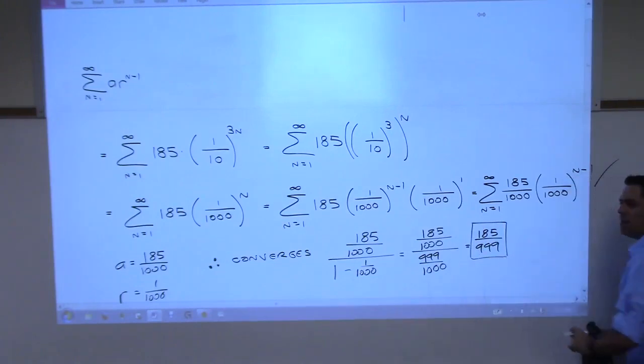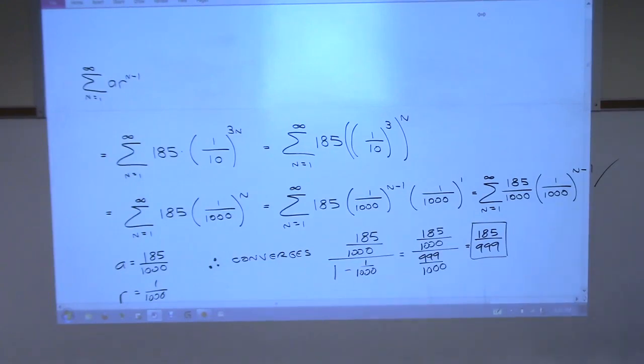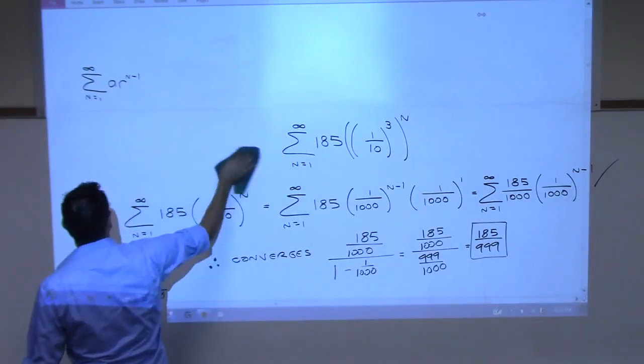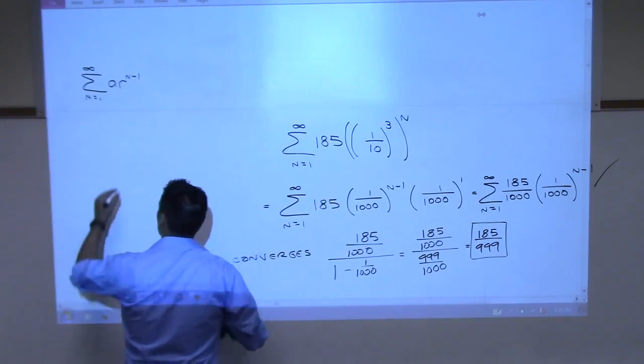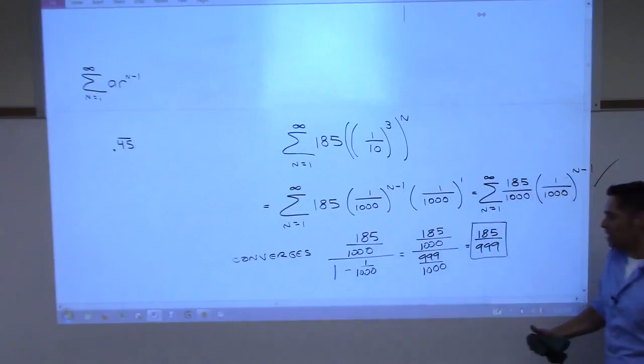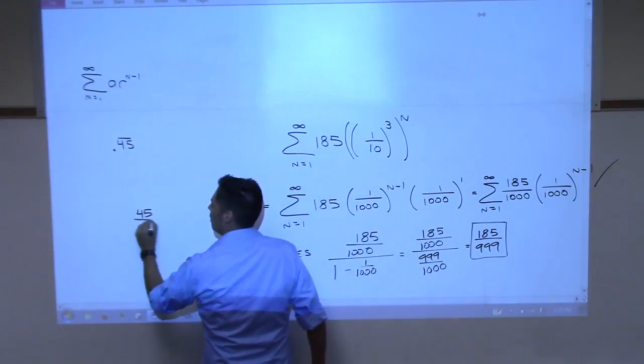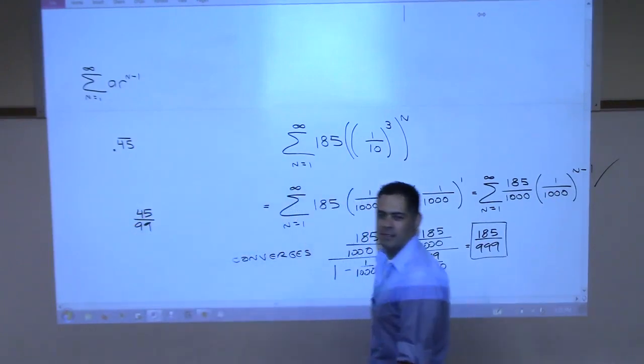So get on your calculator and type in 185 over 999. And I bet you'll get 0.185, 185, 185, 185. It actually turns out to be kind of boring after you see it. But if you wanted to do 0.45 repeated, what's your gut instinct as to what it's going to be? 45 over 99.